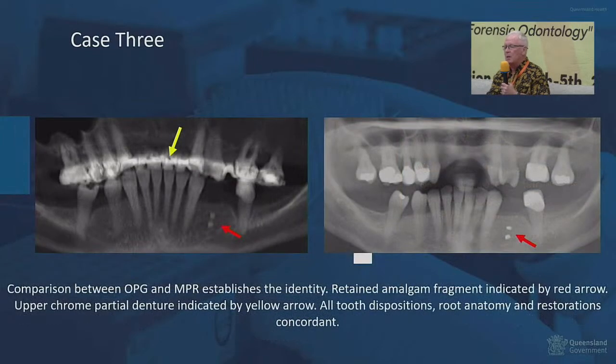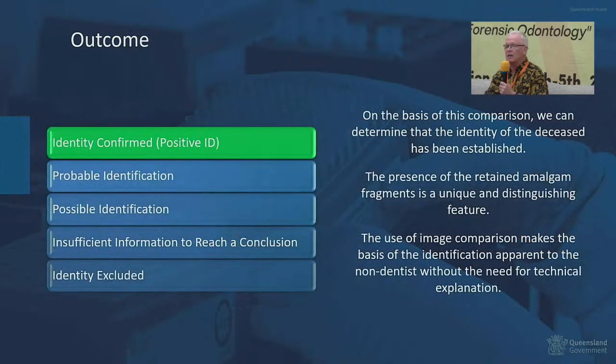So, if we get our MPR, it shows the presence of a chrome denture in the upper jaw, and once again we can see those two amalgam artifacts in the mandibular bone. On the basis that all of the other root anatomy and the presence of fillings matches, we're able to move this to a conclusive identification. Once again, never having left our office. All of this is done within a time frame of about 2 hours.